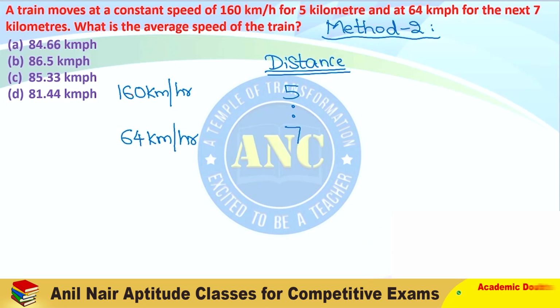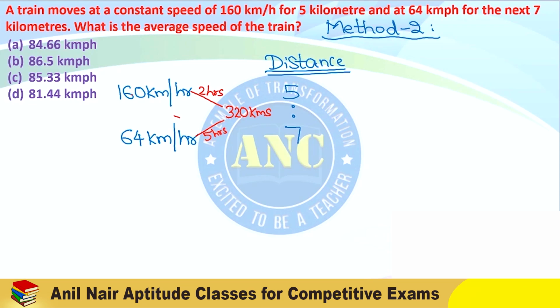LCM of 160 and 64 will be 320 kilometers. That means I am assuming the distance as 320 kilometers. If the distance is 320 according to my assumption, first in 1 hour it will cover 160. To cover 320 it will take 2 hours. In 1 hour it will cover 64. To cover 320 it will take 5 hours.